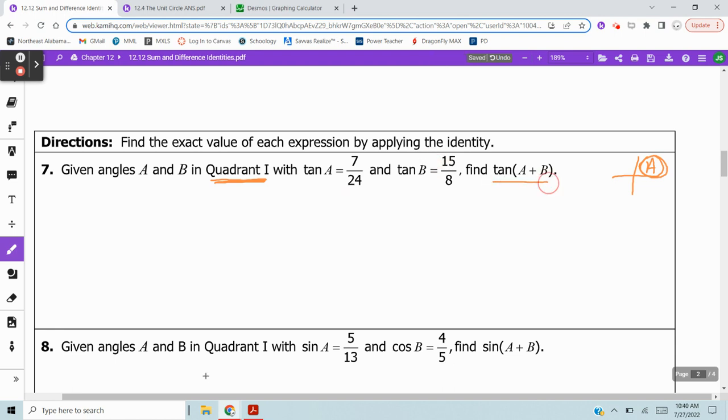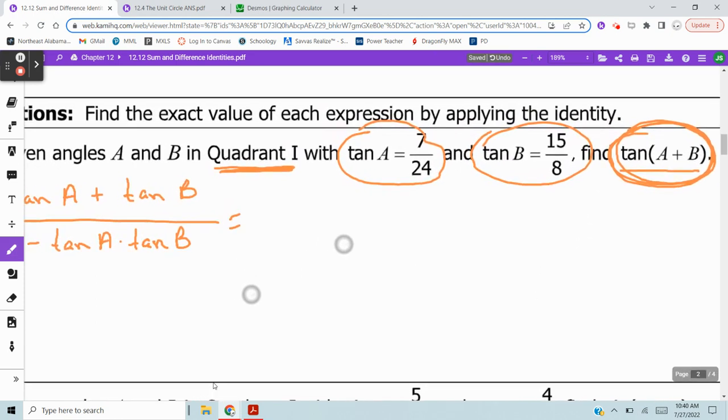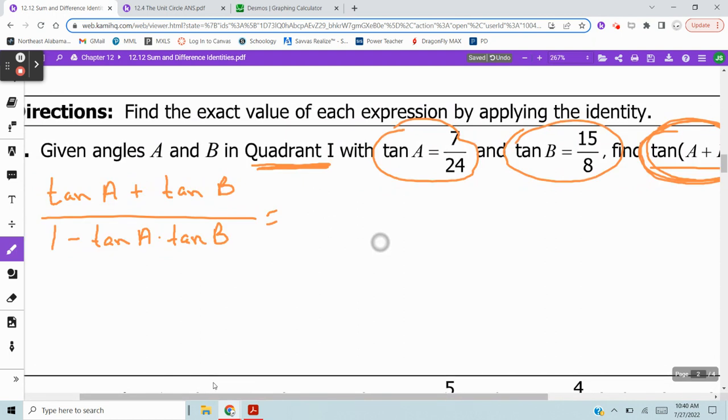And the way we're going to find that, I know that the tangent of A plus B, let me go ahead and write down the identity for that. There we go. So I know that I can find the tangent of a sum of two angles by using this identity. And once I plug in these tan A's and tan B's, it's going to tell me what the tangent of the sum is without ever knowing what the two angles are. So all I have to do, okay, I've got my identity. This was what I was looking for, tan of A plus B.